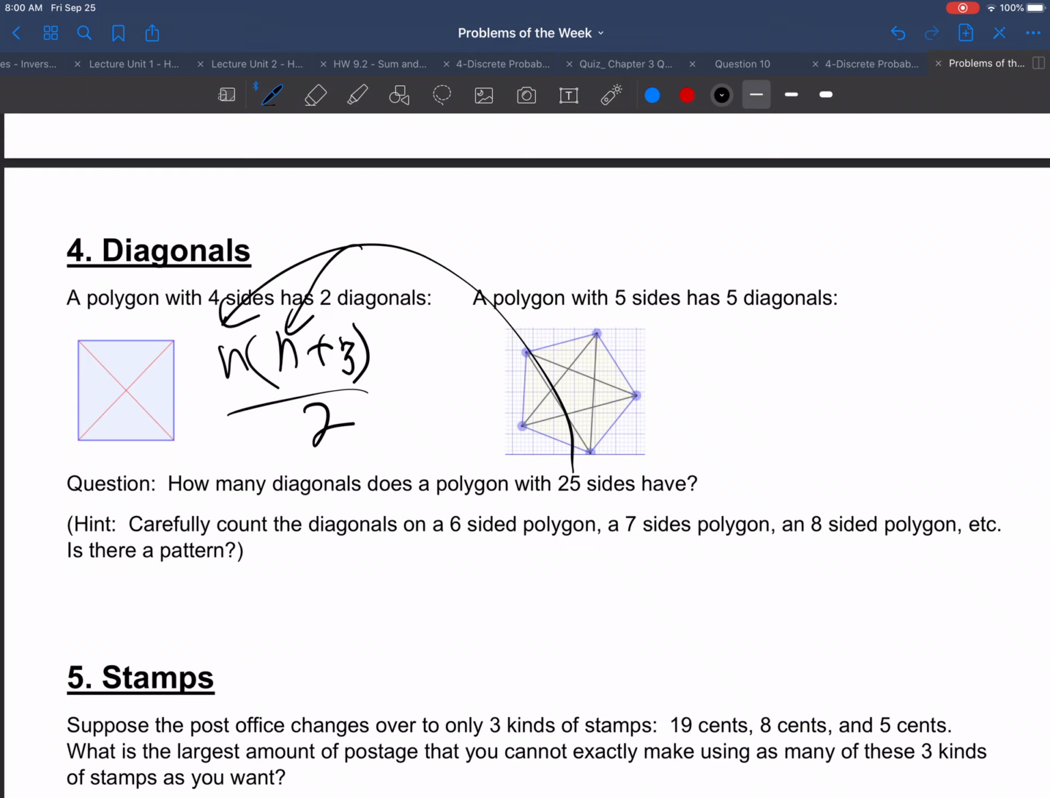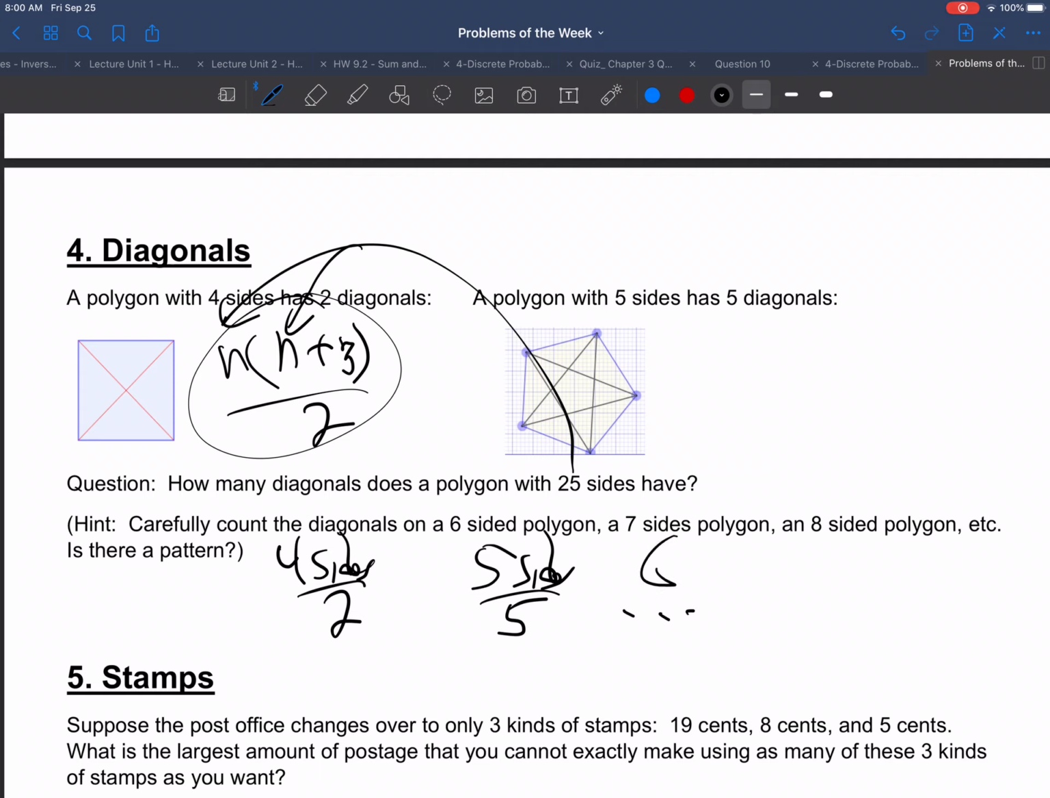You've got to explain to me logically why that formula is true, or I would probably do it with a pattern. I would say 4 sides, 2 diagonals, 5 sides, 5 diagonals, etc. You've got to show a pattern. Find out how many diagonals for 6 sides, and 7 sides, and then look for a pattern in the numbers. Or explain to me why this formula is true in a way that's simple and clear, enough logic to where somebody else in our class could understand.